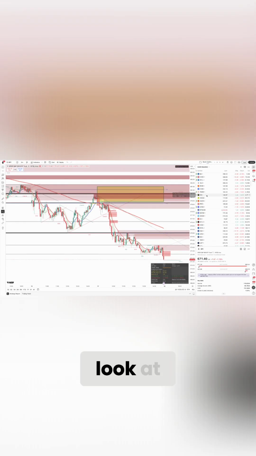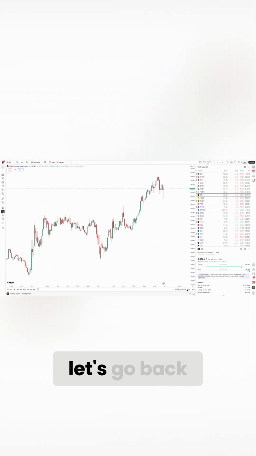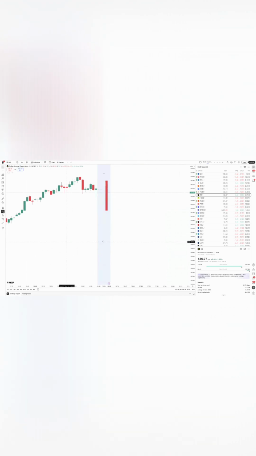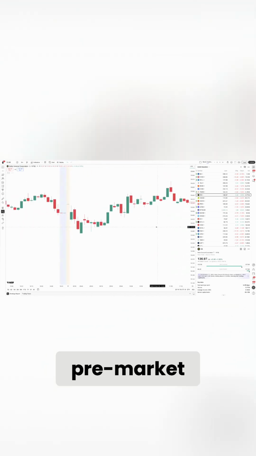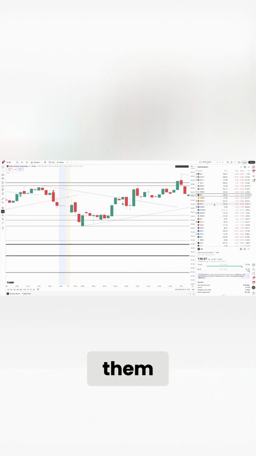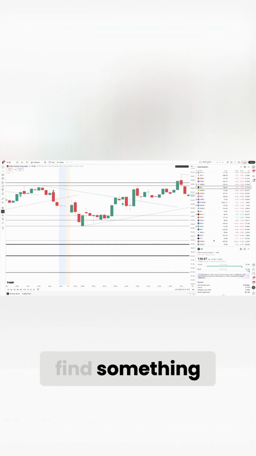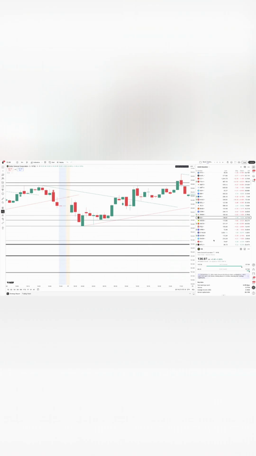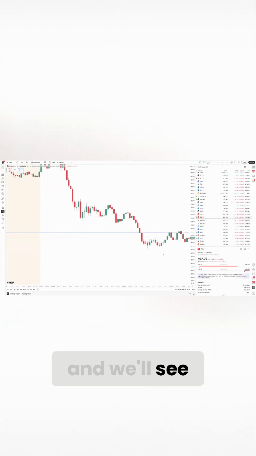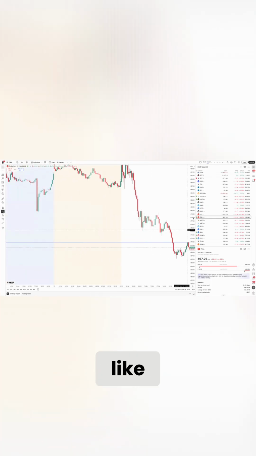If we look at something like Dollar General, for example, let's go back and do the same thing and extend it. Does this even trade pre-market? They don't really have a pre-market level, so let's skip them. I'm just trying to find something that held up decently today. I think Tesla did okay starting out, but I think it ended up turning bearish. Let's look at Tesla and see what their pre-market was looking like.